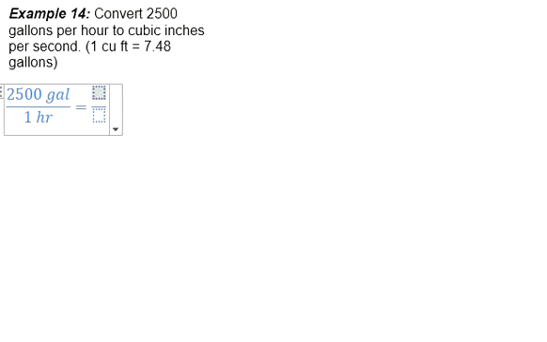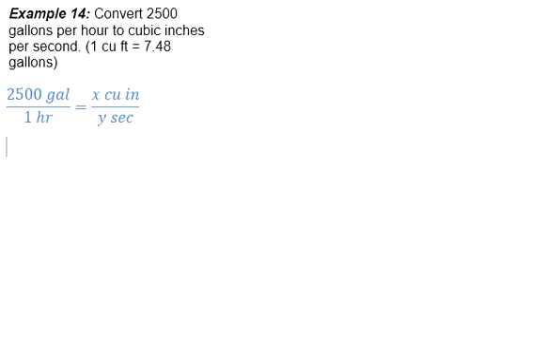We want to convert gallons to cubic inches. So we have a certain number of cubic inches per second, so we have a certain number of seconds. So we convert 2,500 gallons to a number of cubic inches. We convert 1 hour to seconds, and then we can divide them to get our final answer.